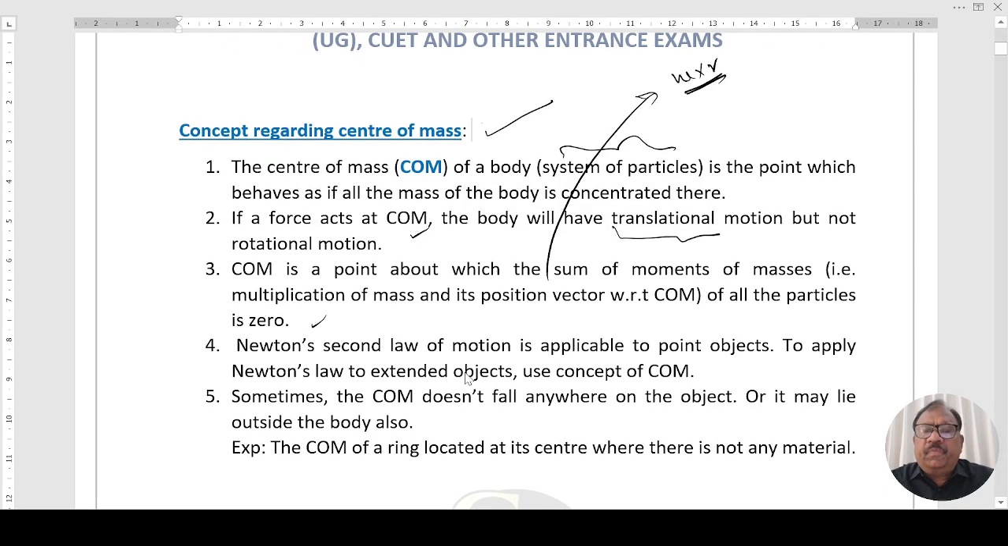Newton's second law of motion is applicable to point objects. To apply Newton's second law to extended objects, use concept of center of mass. Sometimes the center of mass does not fall anywhere on the object, or it may lie outside the body also. Example, center of mass of ring is located at center where there is no material.